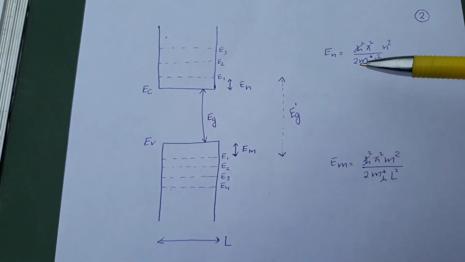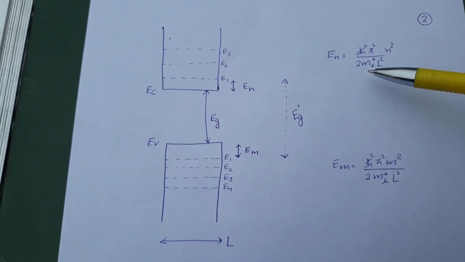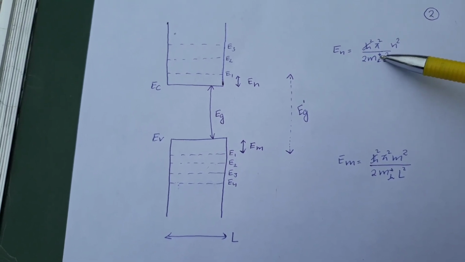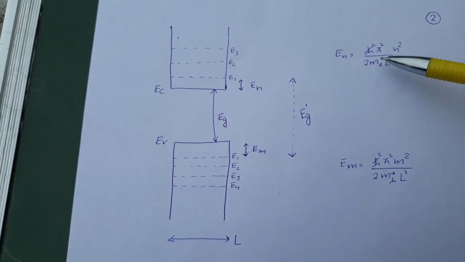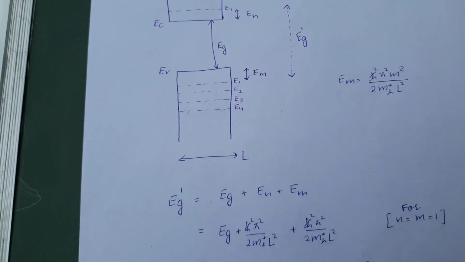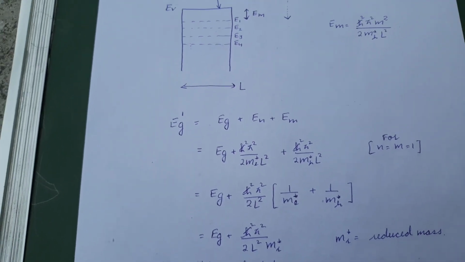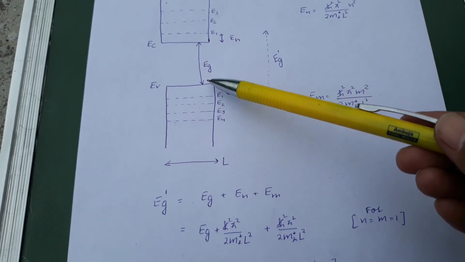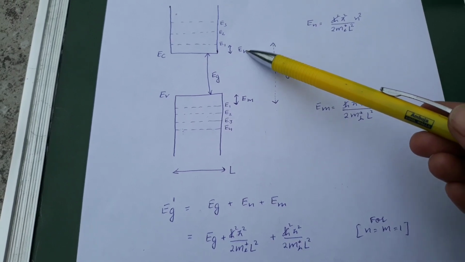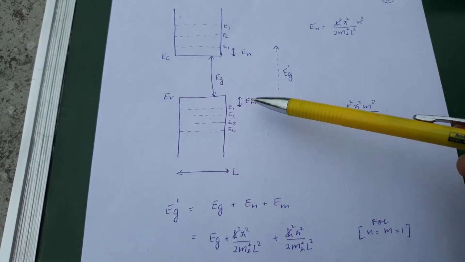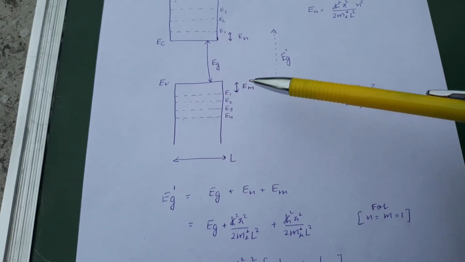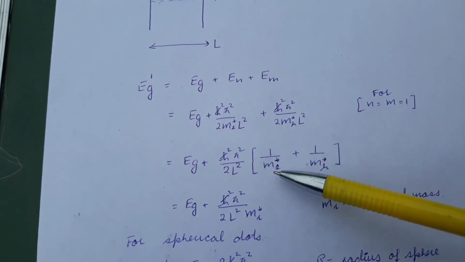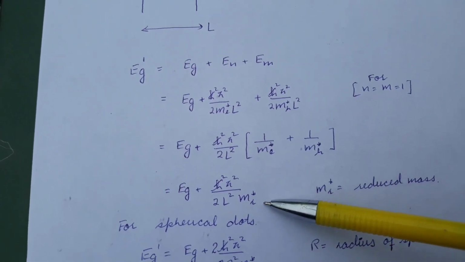Because we are talking about a material in which the electron is surrounded by ions, we'll have to replace the free electron mass by the effective mass of the electron and the effective mass of the hole. So the band gap in a nanomaterial will actually be the sum of the band gap of a bulk material plus the kinetic energy provided by confinement for the electron and the kinetic energy provided by confinement for the hole. This equation will turn out to be this, and we can replace 1 upon me star plus 1 upon mh star by the reduced mass.